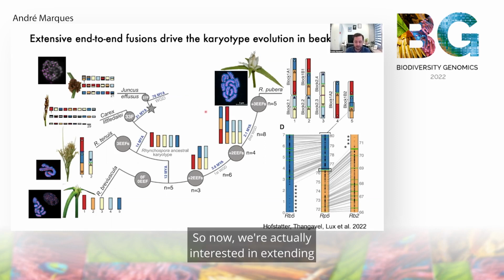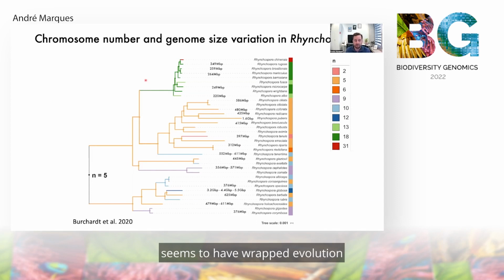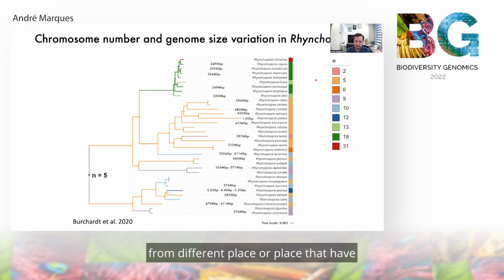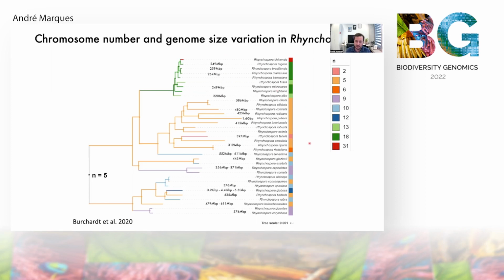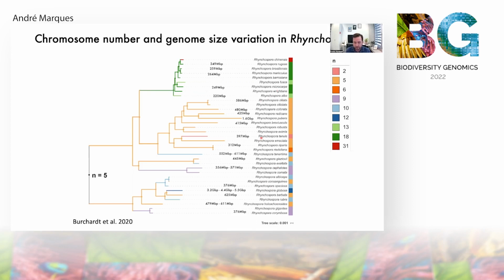So now we're interested in extending this analysis to other species in this group, because we found that holocentric chromosomes seem to have a rapid evolution by both chromosome breaks and fusions. We are now trying to expand and sequence more Brazilian Rhynchospora from different clades: clades that have a very high chromosome number, clades that have high chromosome number variation, and other clades that are more stable.